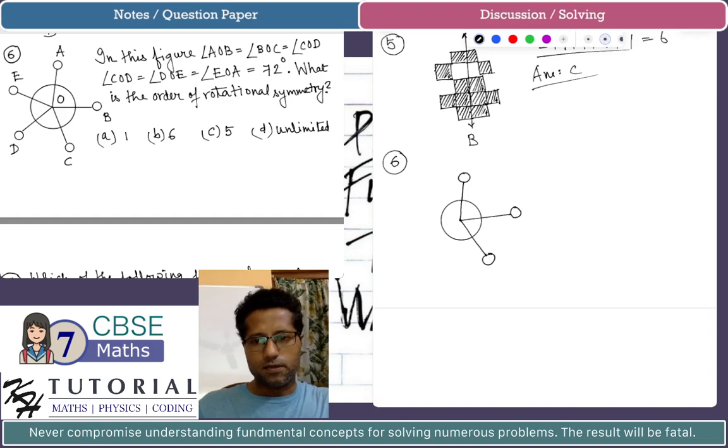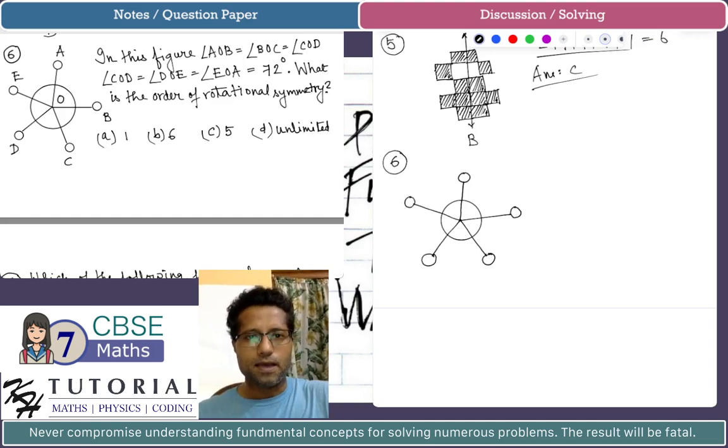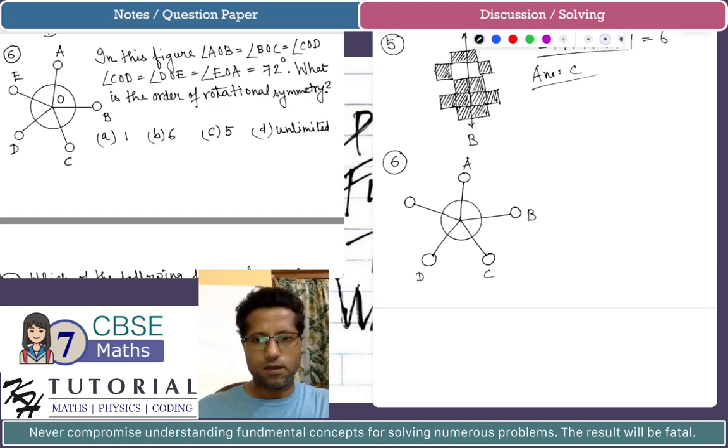Okay, and there is another stick like this, and there is another stick like this. What else is given? Angle AOB. Okay, so these are A, B, C, D, and E. Okay, and the center is O. Angle AOB is equal to BOC, is equal to COD, COD is equal to DOE, DOE is equal to EOA.